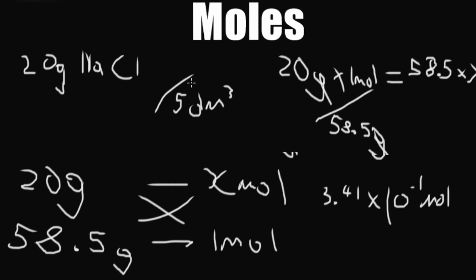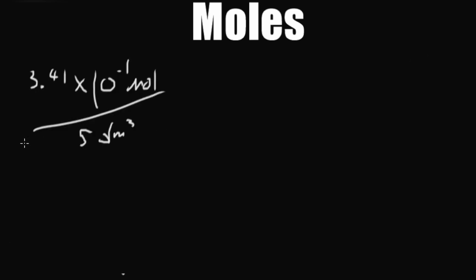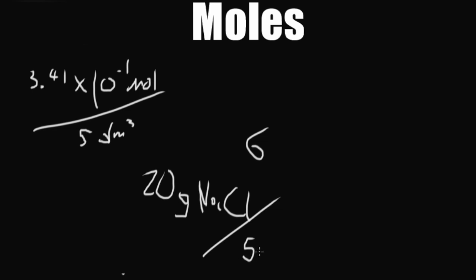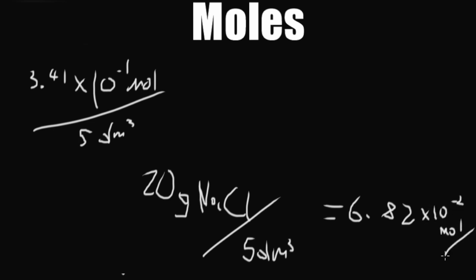So remember that we now have to divide the number of moles by the volume of solution. So this is going to be divided by 5 decimeters cubed. So if we put this into our calculators, we will get 0.0682 mole per dm cube. So once again, we put this in scientific notation to say that the molar concentration of 20 grams of sodium chloride in 5 dm cube of solution will be equal to 6.82 times 10 to negative 2 moles per dm cube.